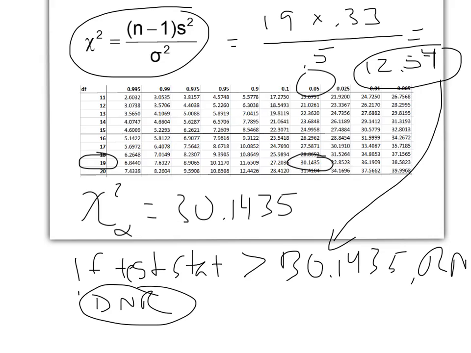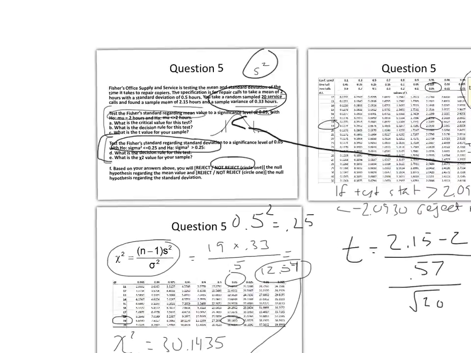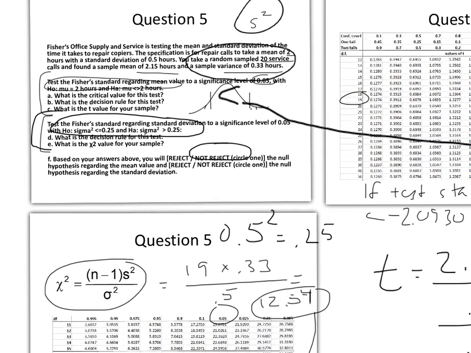So let's go back to the problem here, answer that last part, and we would say we would not reject the null regarding the standard deviation. So what this all means when you bring it all together is that Fisher's is meeting the spec both for mean and for standard deviation on its service calls.